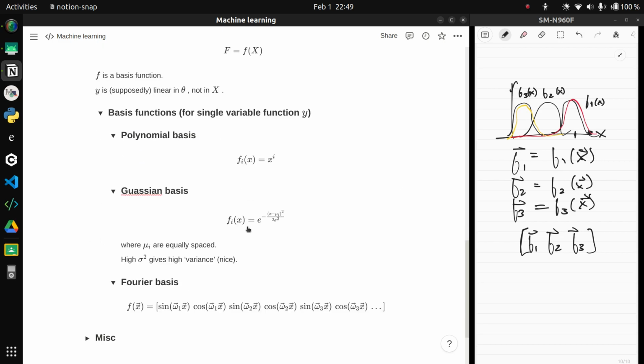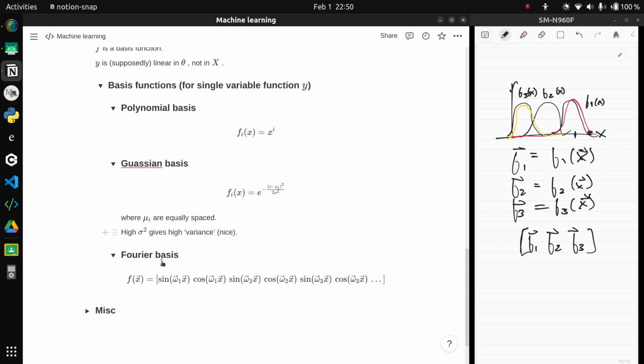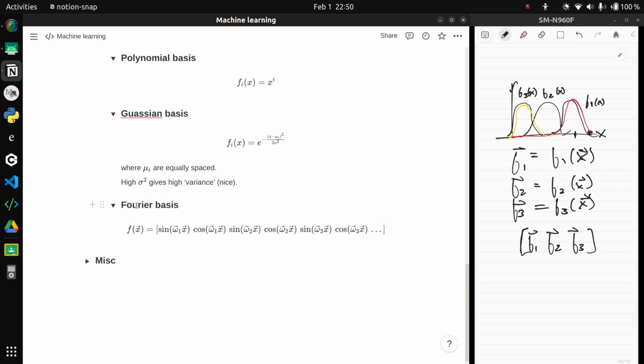That's your Gaussian basis. So mu and sigma square are hyperparameters over there. Sorry, mu i is not a hyperparameter. It's this thing. The actual hyperparameter, and the distribution's standard deviation, is also a hyperparameter. Okay, cool. So higher sigma square, which is also called the variance, obviously gives a higher variance. Pretty obvious.